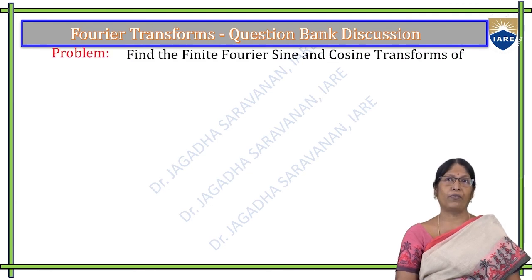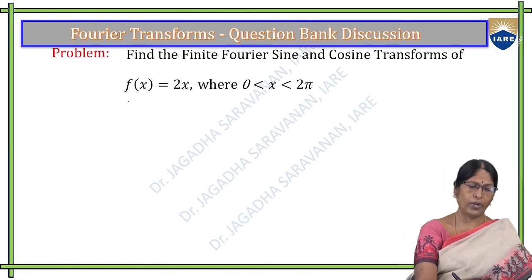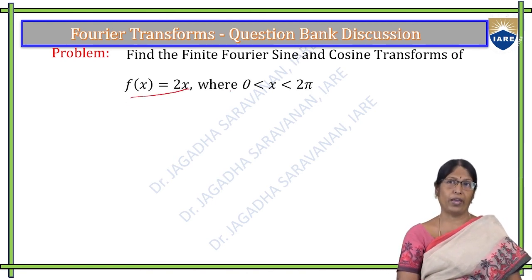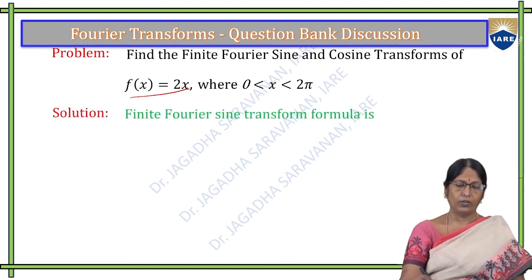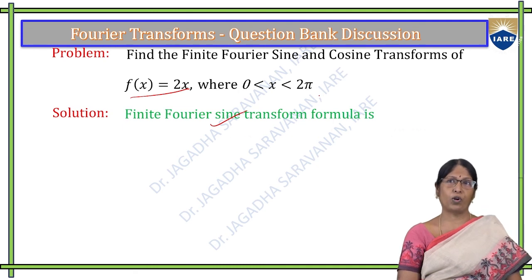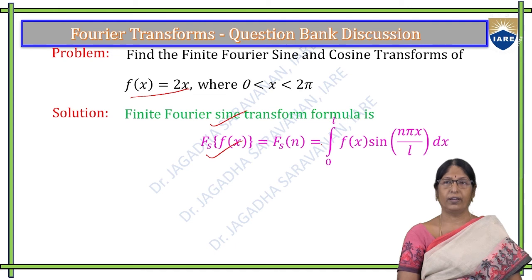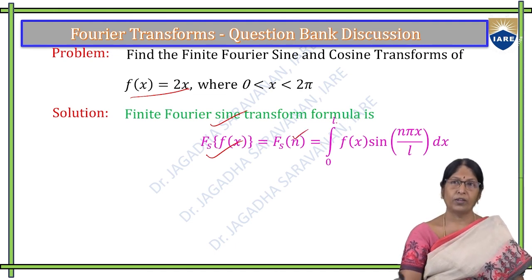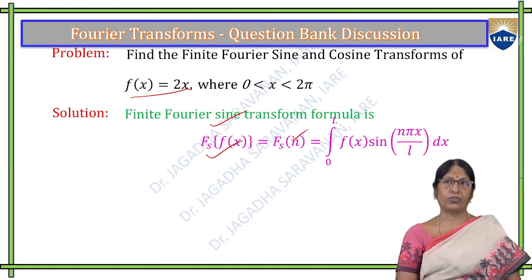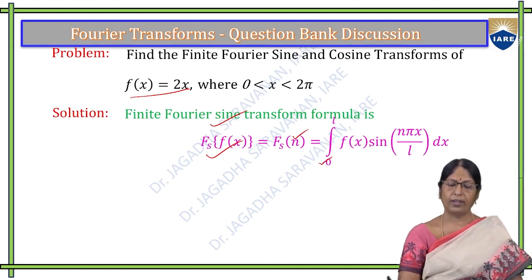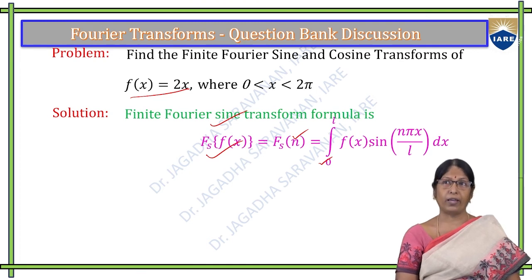So the next one: find the finite Fourier sine and cosine transforms. Here we can say f of x equal to 2x, where x lies between 0 and 2 pi. The finite Fourier sine transform formula is capital F S of f of x. For the finite transform, we are using the notation n. So capital F S of n is nothing but integral 0 to L f of x sine of n pi x by L dx.